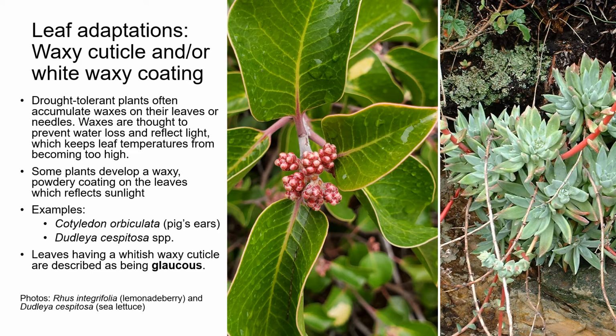Some plants also develop a waxy, powdery coating on the leaves which reflects sunlight, and an example of this would be pig's ears, Cotyledon orbiculata, and our native succulents, species in the genus Dudleya, and you've got our locally native Dudleya cespitosa, pictured here on the right. Plants that have leaves with a whitish waxy cuticle are described as being glaucous.